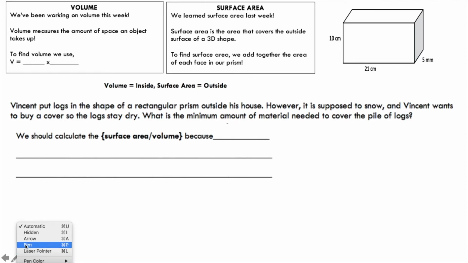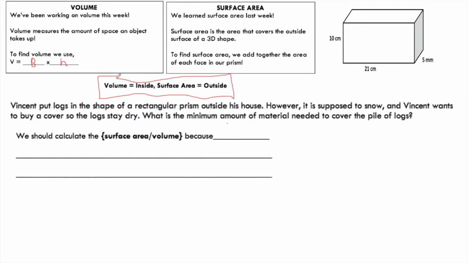When we're talking about volume, we talk about the measure, the amount of space an object takes up, and to find it, we're using the area of our base, capital B, times our height. And surface area is the area that covers the outside surface of a 3D shape, and to find it, we add together the area of each face in our prism. But to sum it up a little bit easier, when I'm talking about volume, I'm talking about inside. When I'm talking about surface area, I'm talking about the outside.